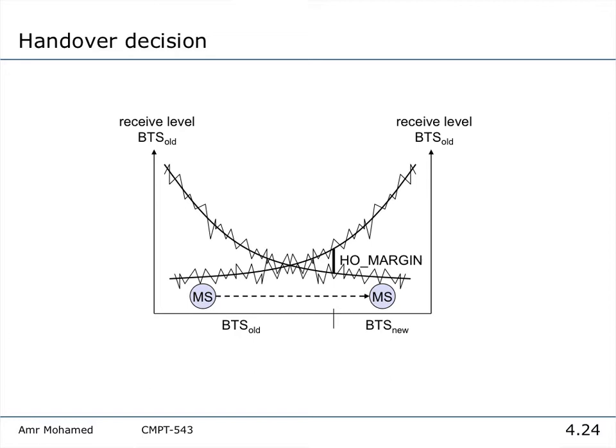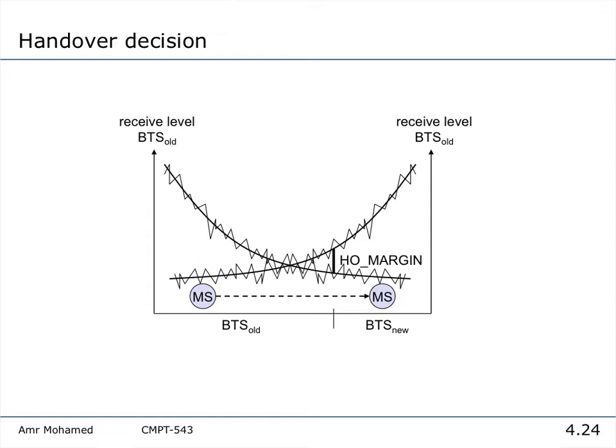And these measurements, the average measurements, go to the MSC. This example assumes that you perform inter-BSC handover. So the MSC will receive the average measurements from one BTS and another, and then it can decide based on what they call the handover margin. This handover margin is used to indicate that the measurement to the old BTS has gone down compared to the new BTS by a certain margin.